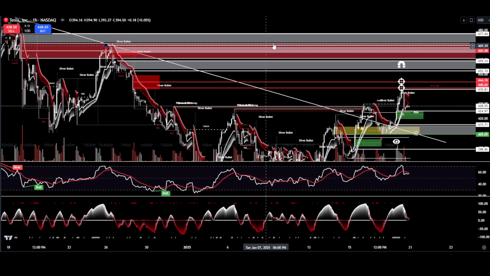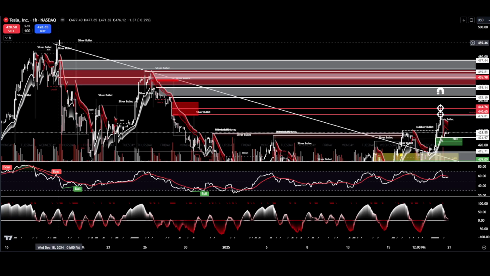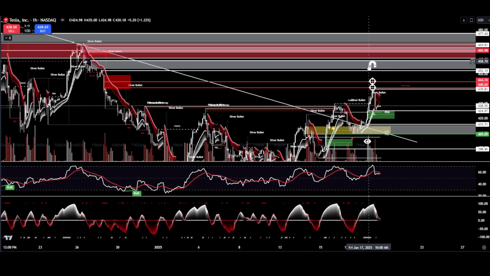There's going to be a lot of shorts in all of these levels. Again, multiple order blocks, fair value gaps, right? And then that all-time high. So imagine it's going to be difficult. If we get up to that this week, I don't expect we're going to punch through.